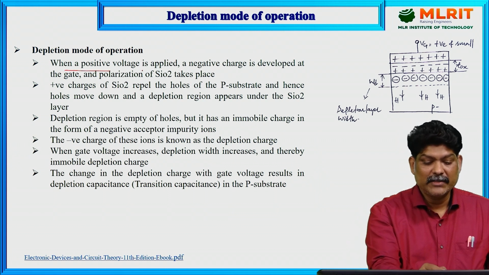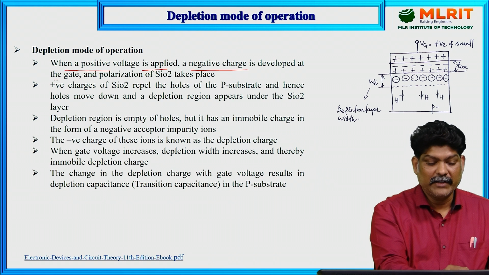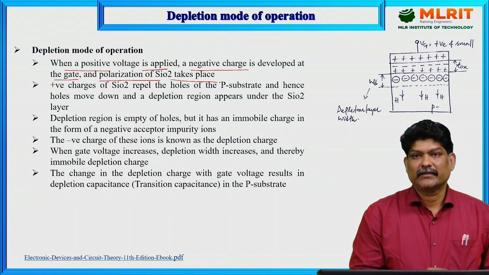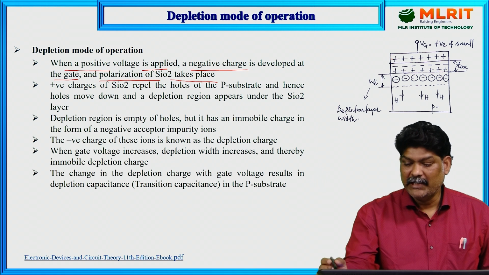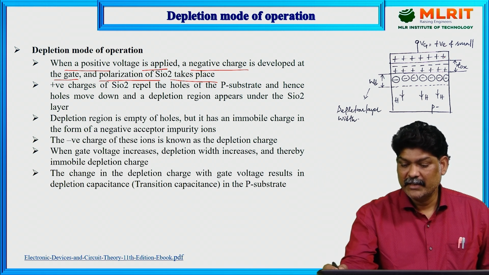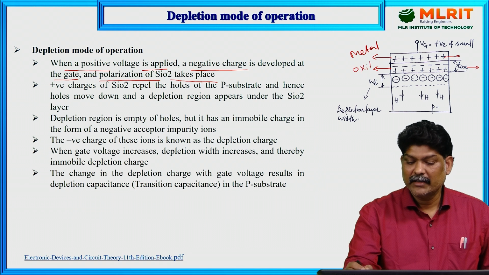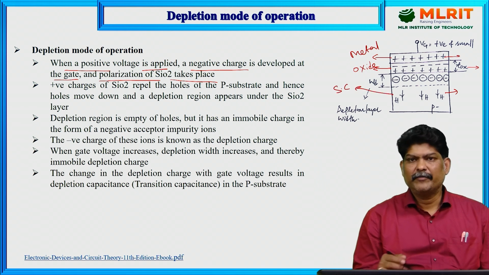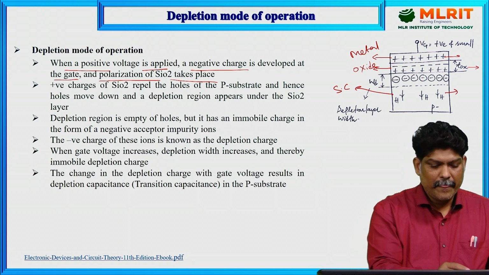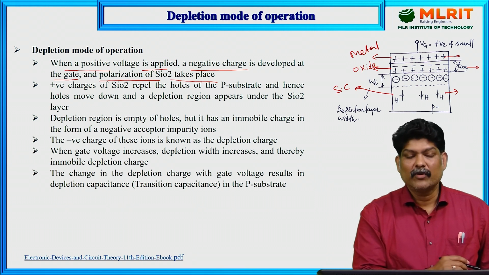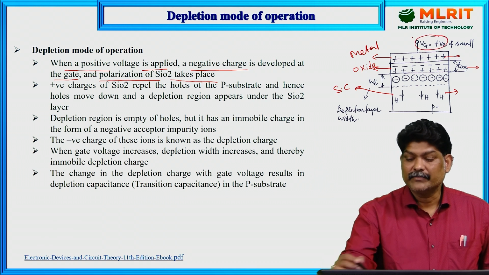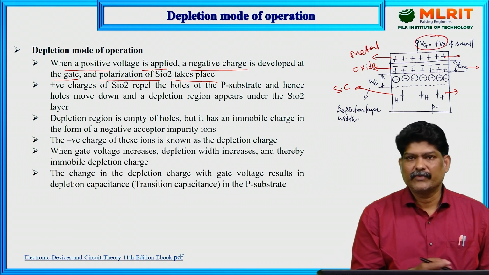When a positive charge is applied, a negative charge is developed at the gate and polarization of SiO2 takes place. If you observe, these are the 3 different layers. This is the first layer, the metal layer. This is the oxide layer, and the third one is the semiconductor layer. It may be a P type or N type semiconductor. Now in depletion mode of operation, we apply a positive gate voltage, a very small voltage.